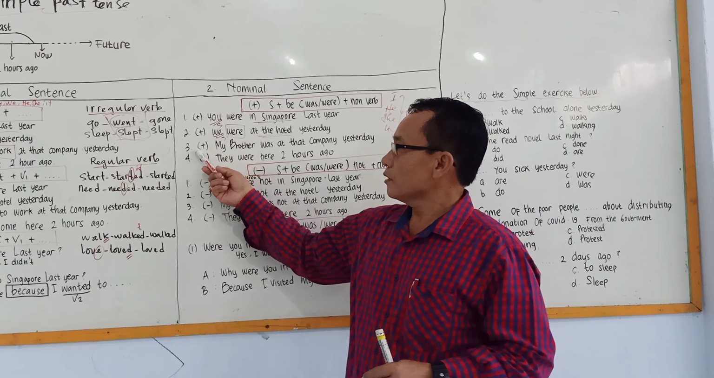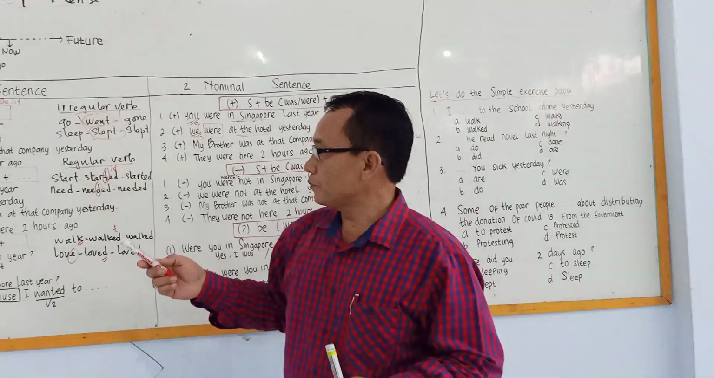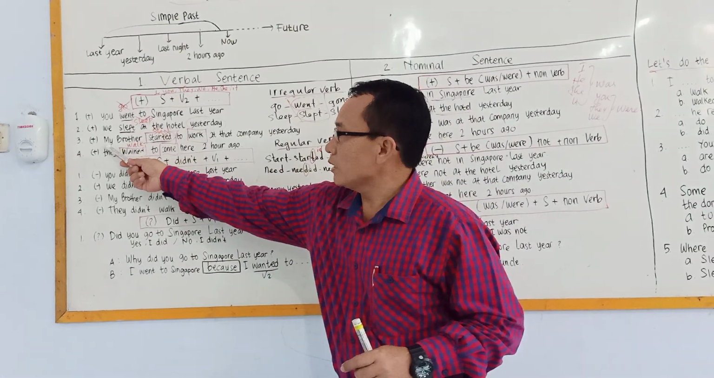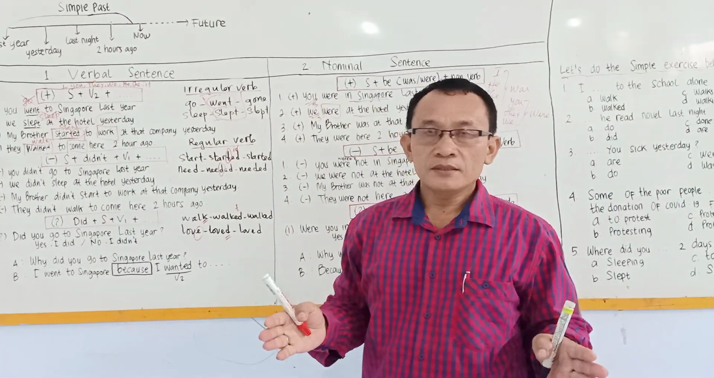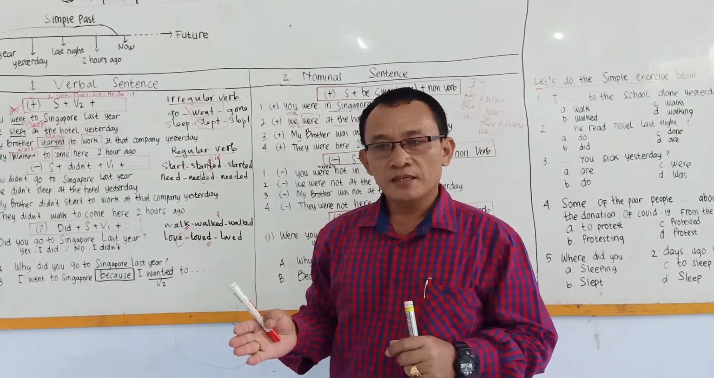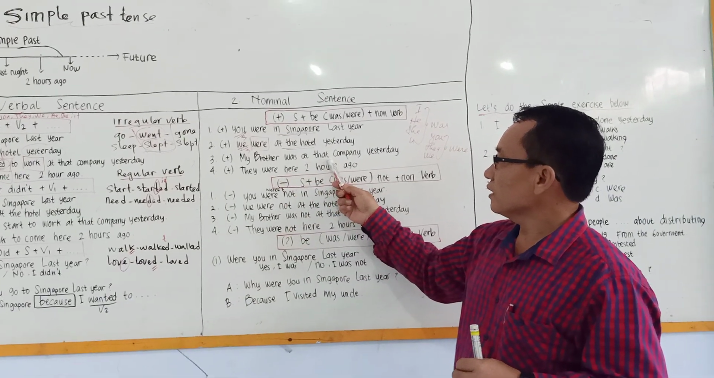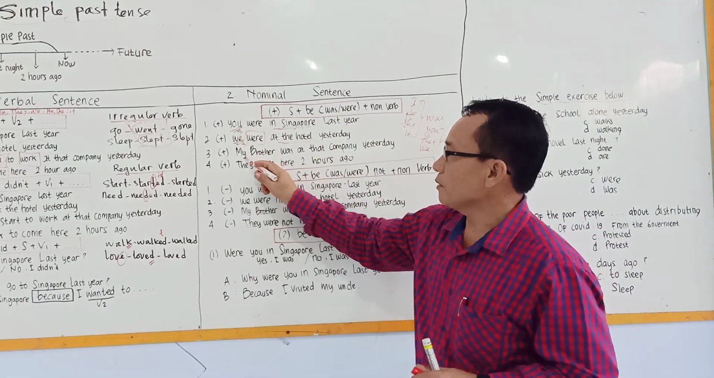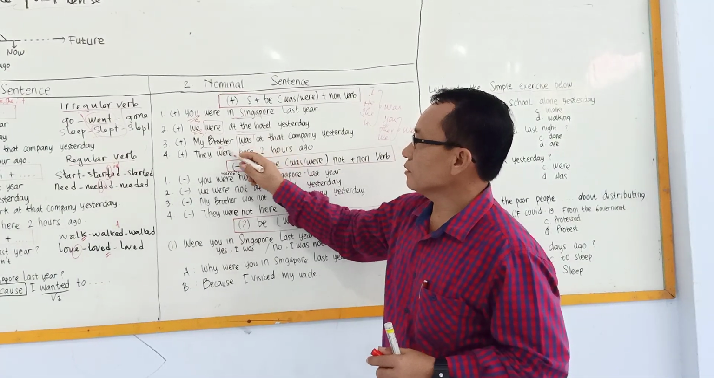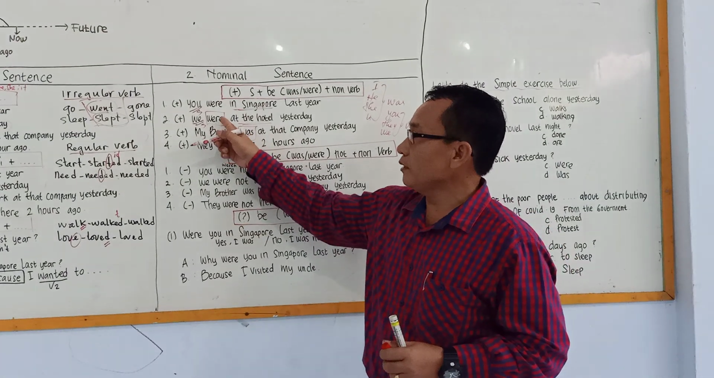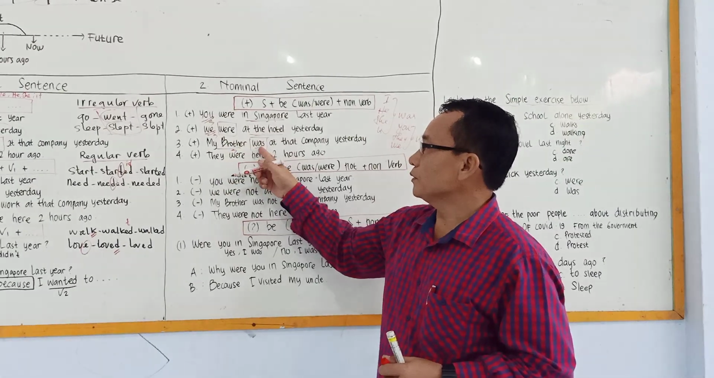Number 3. My brother was at the company yesterday. This sentence comes from number 3, the verbal sentence: My brother started to work at the company yesterday. So it means that my brother was at the company yesterday. So you can say my brother, subject, was. Why was? Why not were? Student, here you were, we were, my brother was.